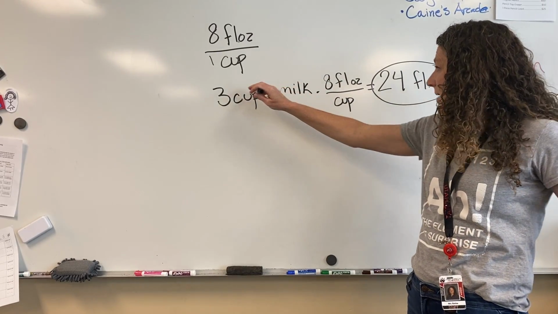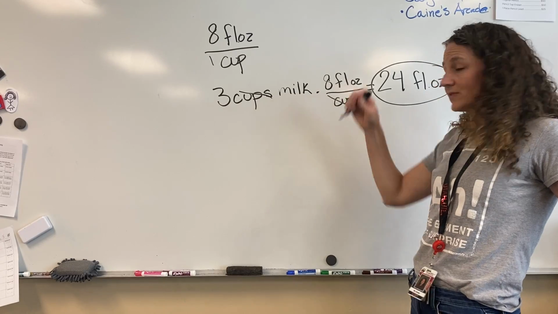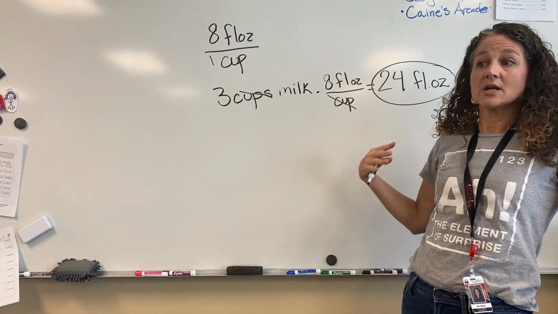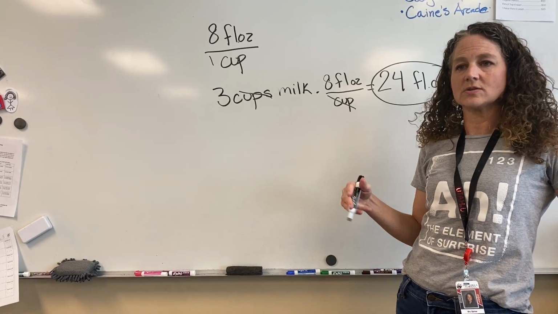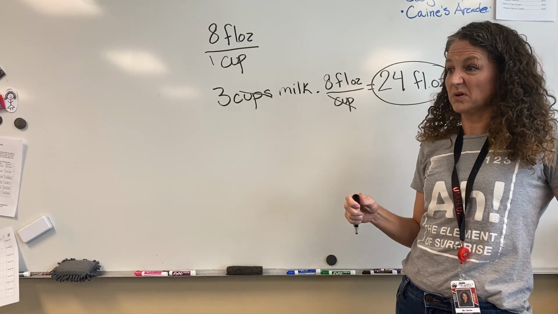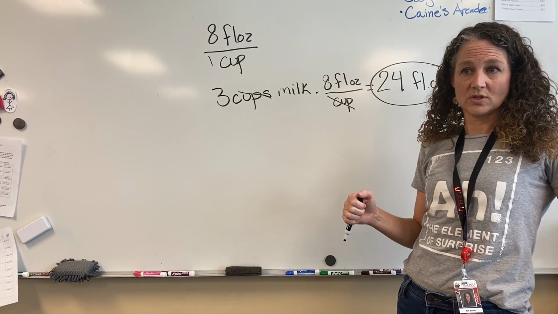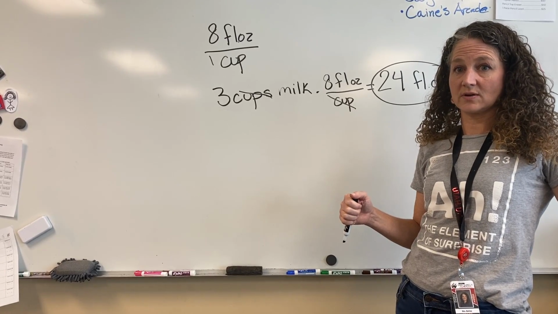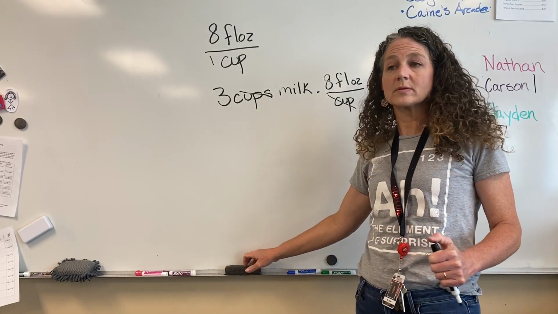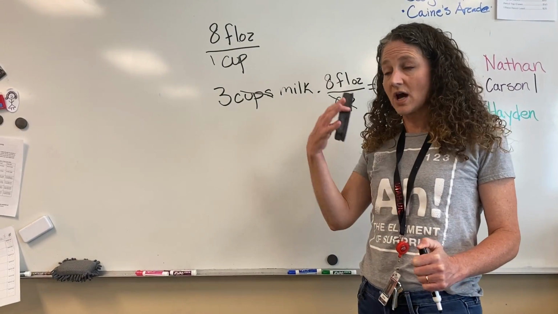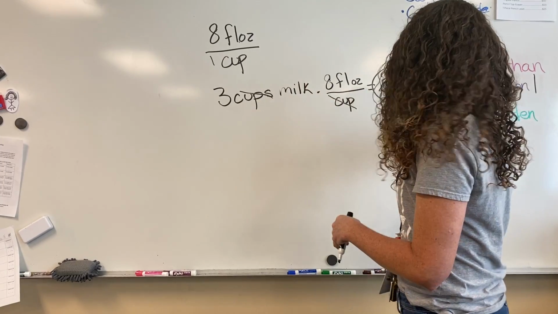Okay, and then cups cancel. If you have cup divided by cup, they cancel. If your units don't cancel and you end up with cups times cups, then you did it backwards. You flip it. Okay. Should we do another one, or are you guys feeling okay? If you're feeling okay, then start ignoring me and start working on your assignment. If you're not feeling okay, we'll do a couple more. Okay?